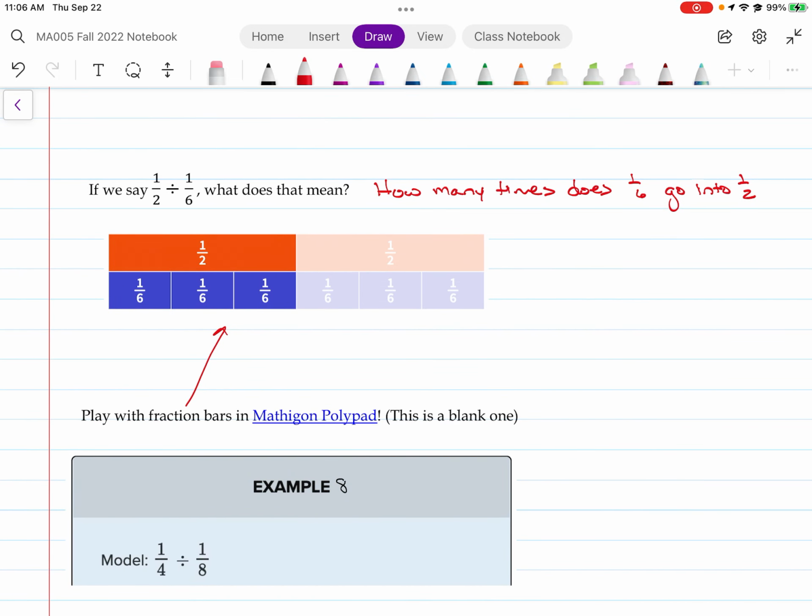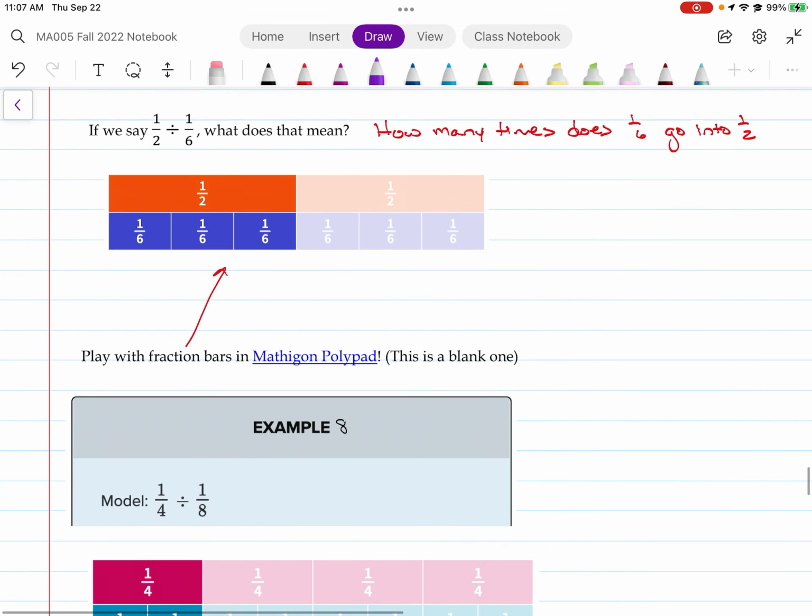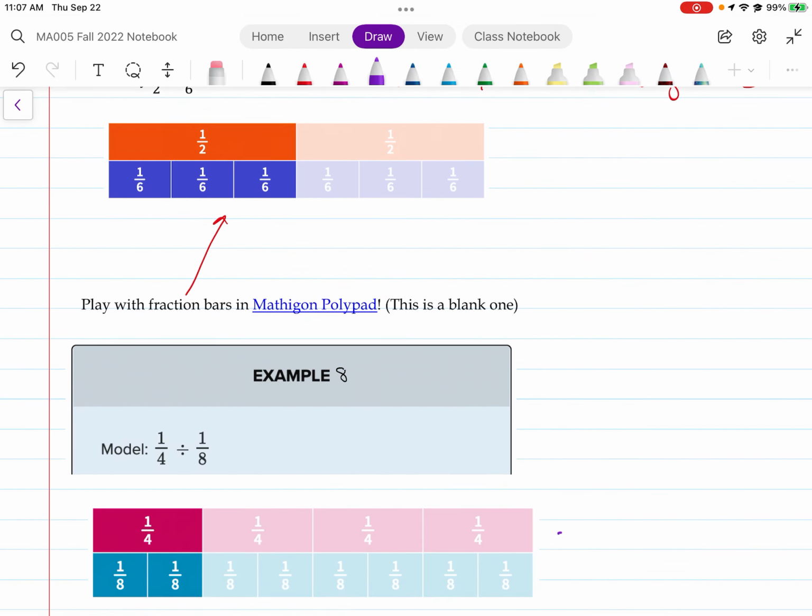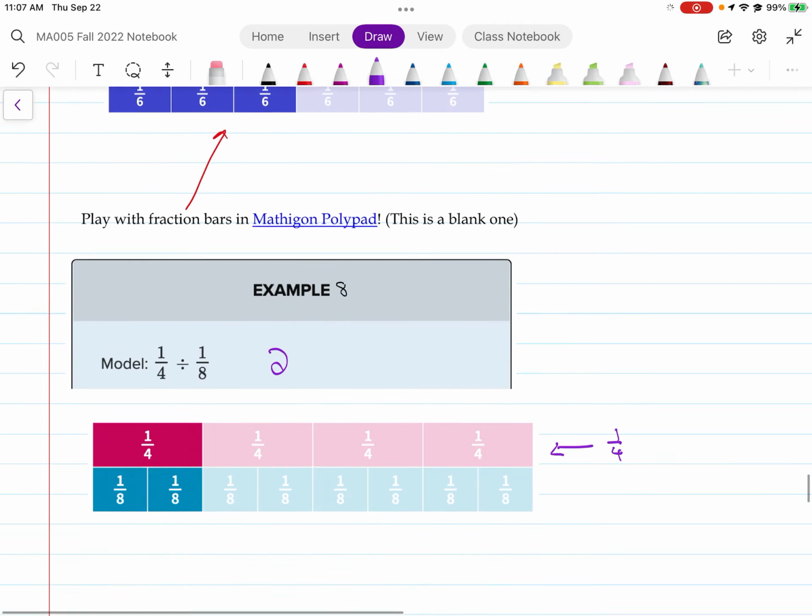All right, so we're going to model 1/4 divided by 1/8. So what does this mean? How many times does 1/8 go into 1/4? How many 1/8 are in 1/4? All right, so let's model it. This right here is 1/4, of course, and now we've divided it into eighths. So how many 1/8 are in 1/4? There are 2. So the answer is 2. Okay. So 1/4 divided by 1/8 is 2.